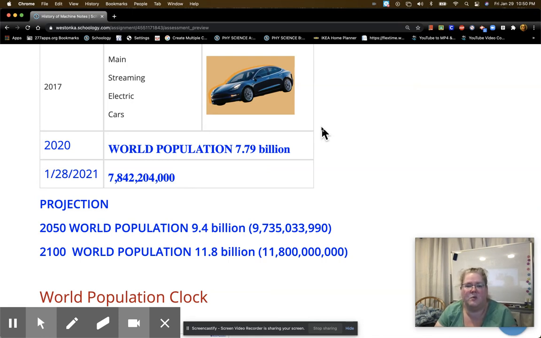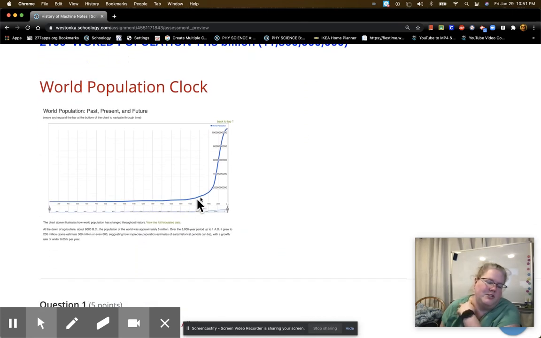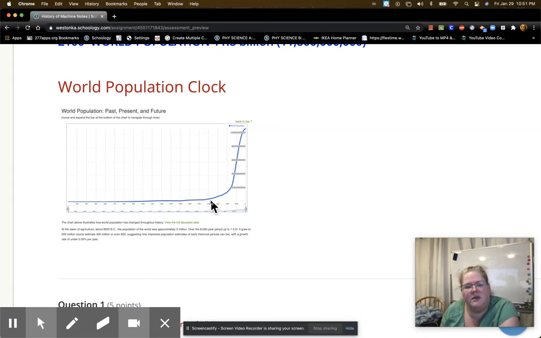A couple days ago, it was 7.842 billion, or 7,842,204,000. I actually watched it roll over. Projections for world population will be 9.4 billion by 2050 and almost 12 billion by 2100. And this is that population chart. This is from that same place of what's happening. And you can see survival, survival, survival. Okay, probably farming, industrial revolution, antibiotics, better farming, and our population explodes.